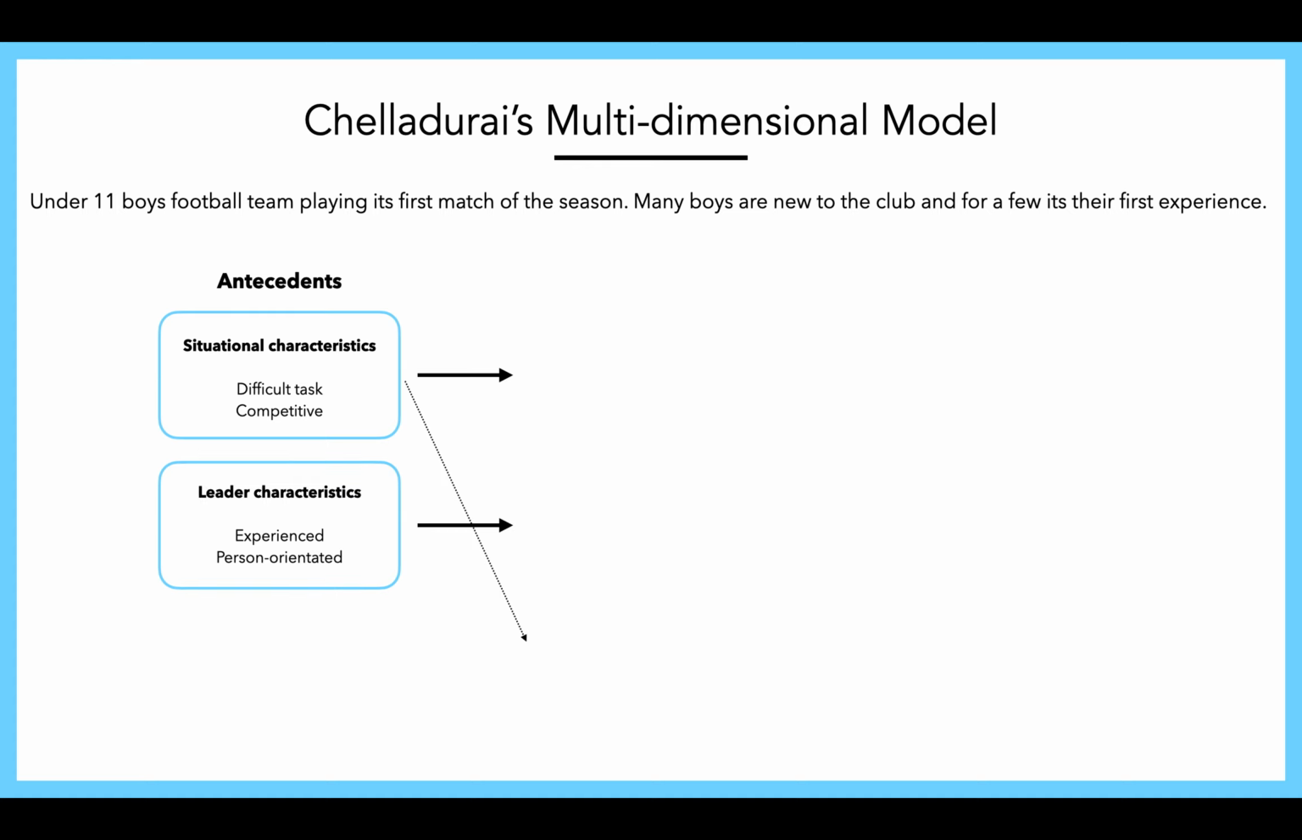The leader is experienced and he's person orientated. So that's what the leader is like. That's his characteristics. He's been coaching under 11 boys football for 10 years, and he's a people's person. He looks at developing those relationships. And then the member characteristics, as we know, they're a young team and they're inexperienced for a lot. It's their first experience, okay? So a young team and they're new, okay?